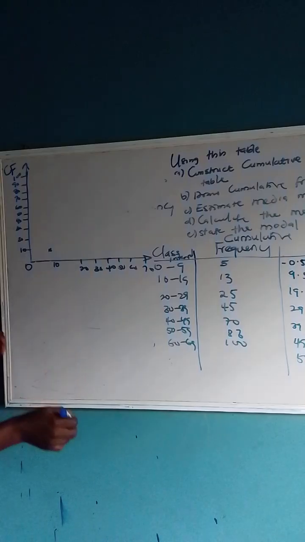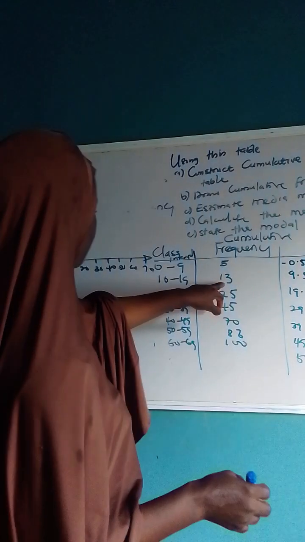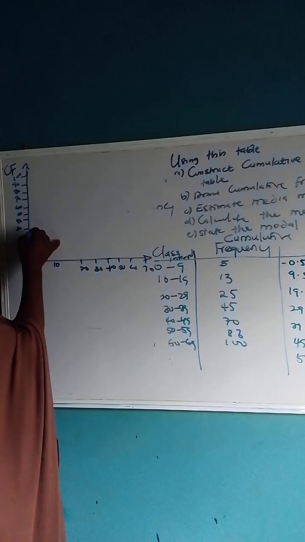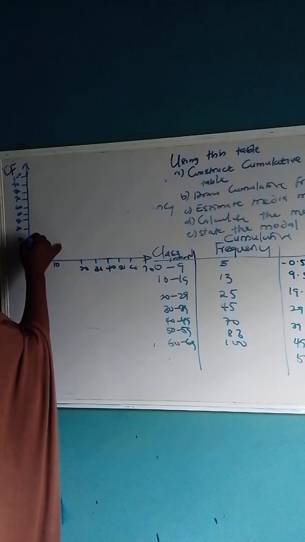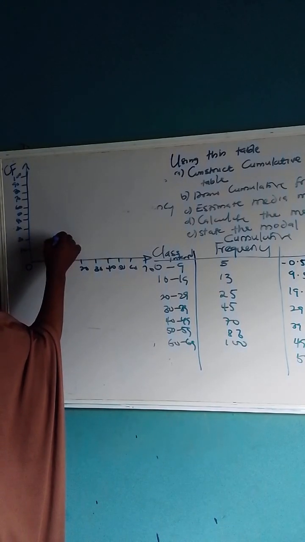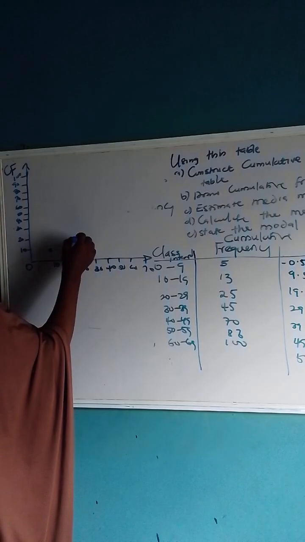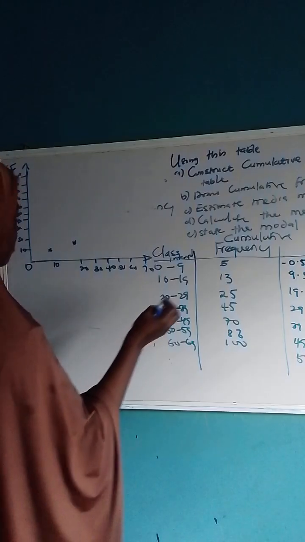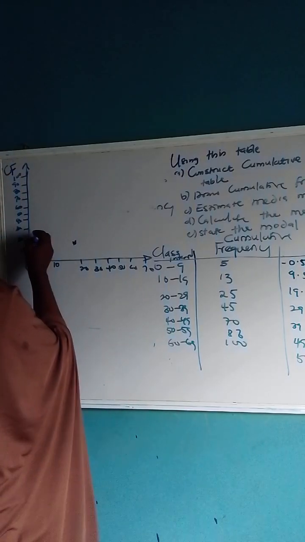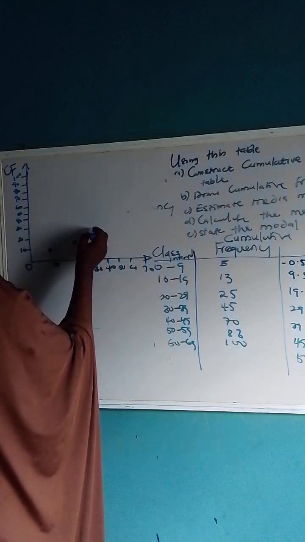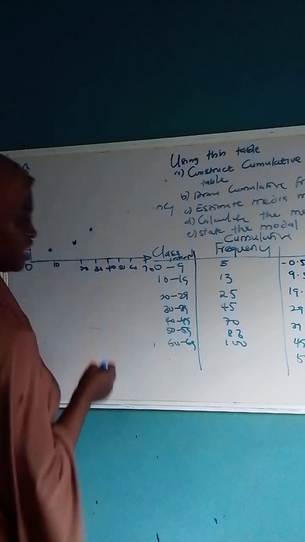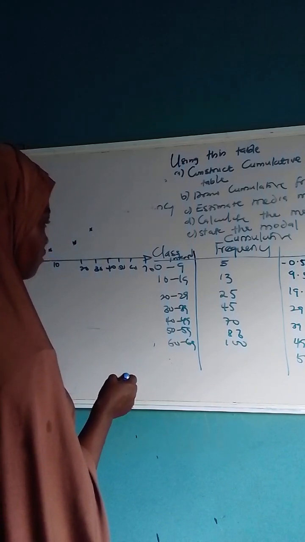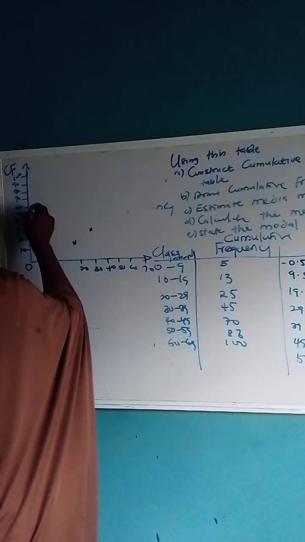So you plot it. When our cumulative frequency is 13, our upper boundary is 19.5. So just come, 13, it will be around this place. So come like this. Then 29.5, we have 25. Then 39.5, 45.